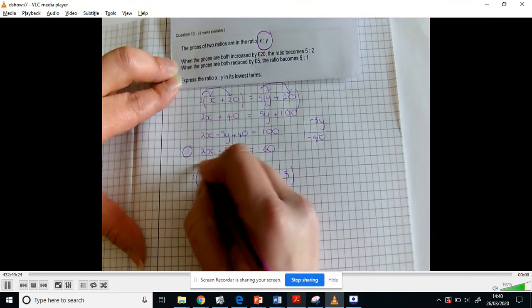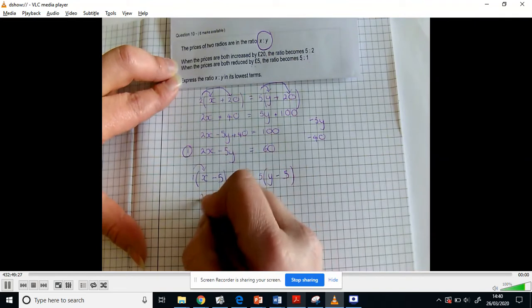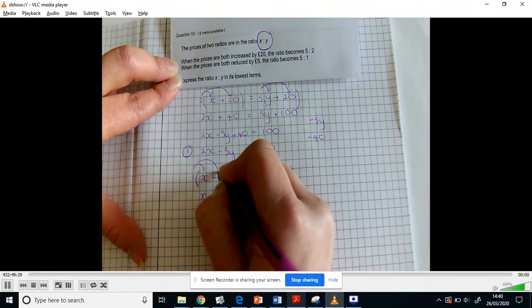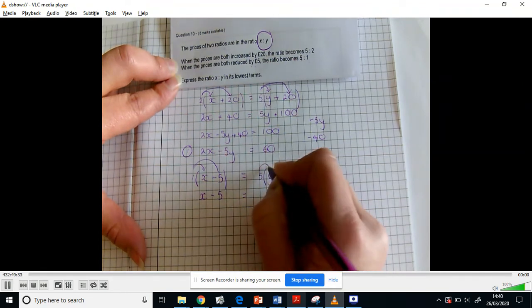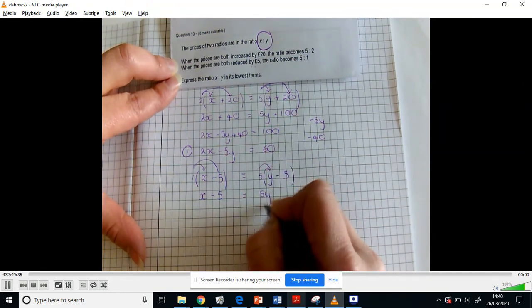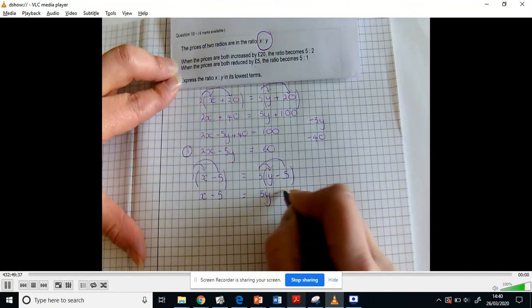So if I then expand my brackets, I'll have x subtract 5 equals 5y subtract 25.